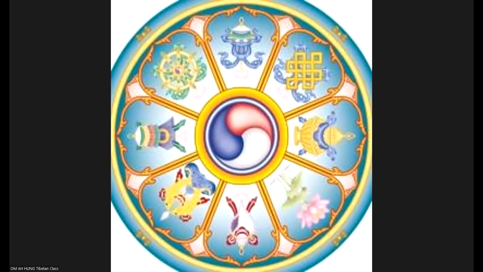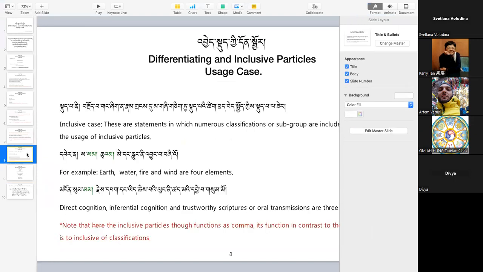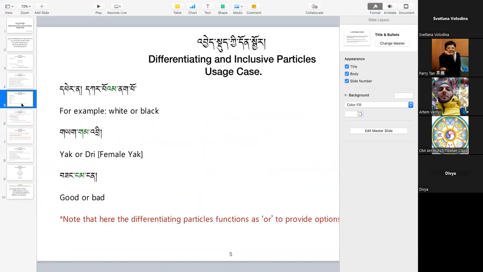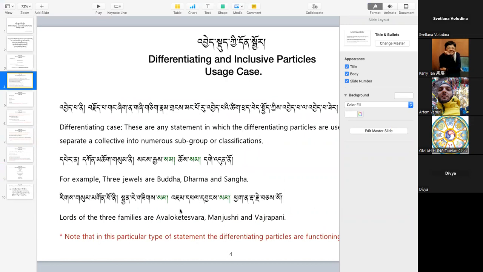Okay, so Kenla, on slide 4, it seems Avalokiteshvara and Manjushri are not a collective themselves. Can you repeat? Very sorry. Slide 4, Manjushri and Avalokiteshvara, they are not a collective themselves, but maybe the families are collectives. What is meant there? Yes, so these are not collective by themselves, but the three of them together come under the collective, that is the lords of the three families.